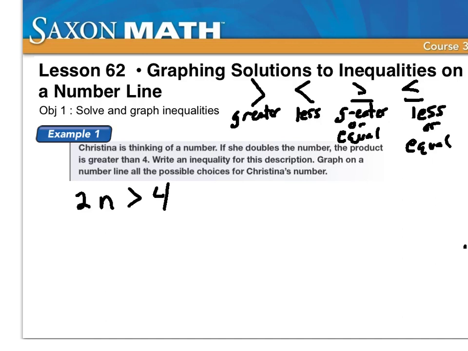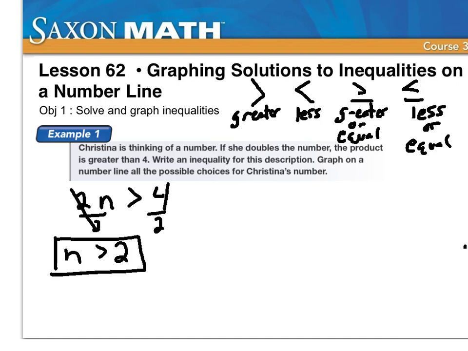The first thing we need to do is solve this like an equation. So we need to get this variable by itself. Well, if I'm taking 2 times the variable, to get it by itself I need to divide by 2 on each side. And we cancel, and we get n is greater than 4 divided by 2, which is 2.